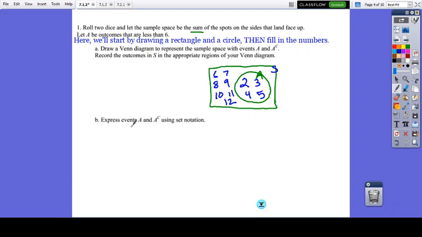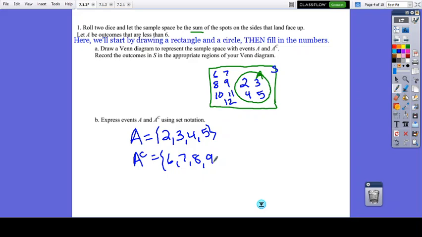Now, events A and A complement using set notation. So set notation, capital A equals, use the curly brackets. Your event A has the outcomes of 2, 3, 4, and 5. And then your event A complement has all of the other outcomes. So anything that you have listed up here except for 2, 3, 4, and 5 you should have listed, and that happens to be 6, 7, 8, 9, 10, 11, and 12. So that's your A complement.